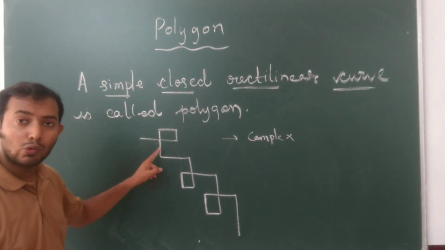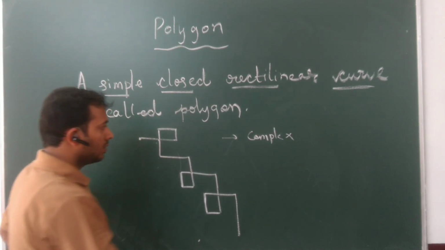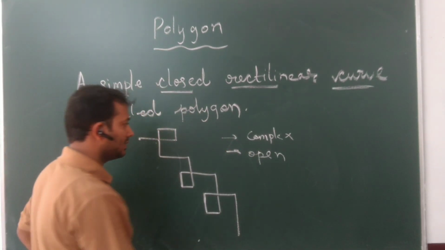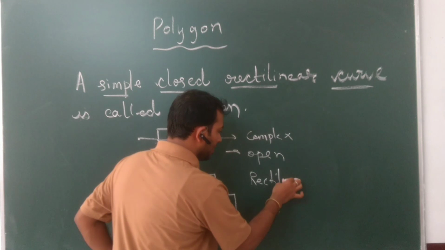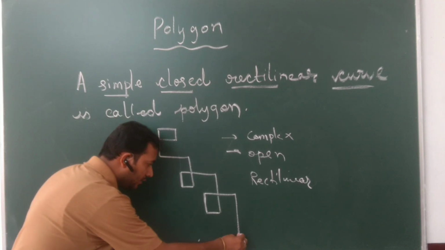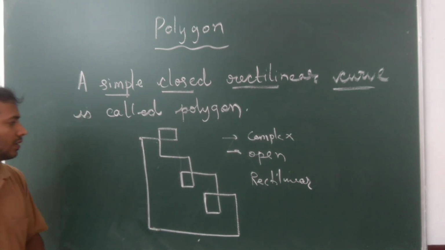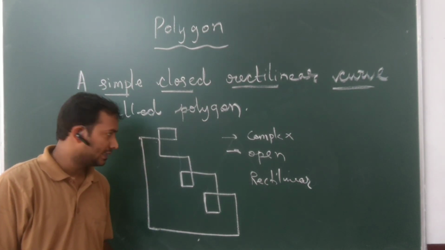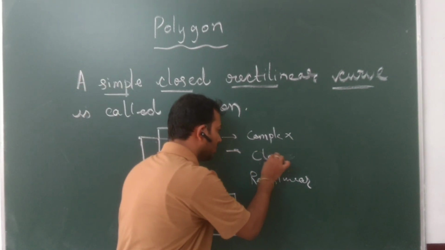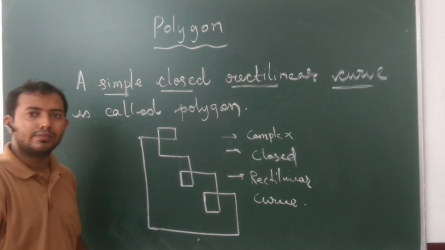Next, is it closed? No. You can see that starting point we are starting here, we are ending here. It is not closed. So we call here open. Next, is it rectilinear? Yes, it is rectilinear. Okay. And if I join like this, if I bring it here, join it, can you give the name of this figure? Yes. Complex, but it should be what? Closed, rectilinear curve. This one. Okay.